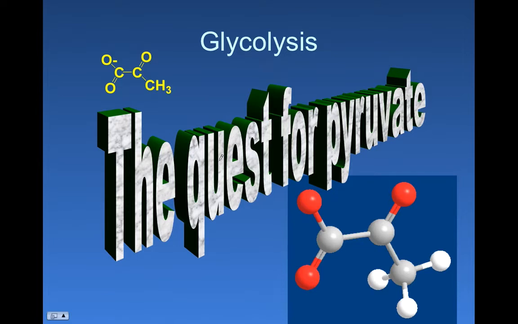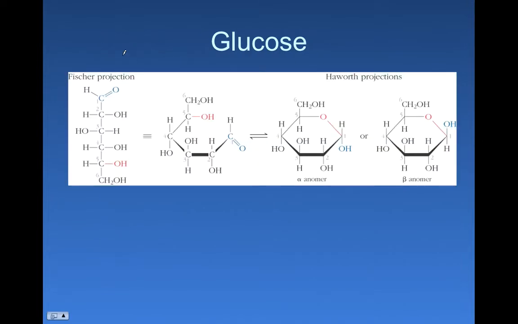And so another way to think of this is glycolysis is a set of 10 reactions where we're converting glucose to this molecule called pyruvate. So we're going to try to figure out how we do that and what's the point of breaking down glucose to pyruvate. So we know what glucose looks like, right?